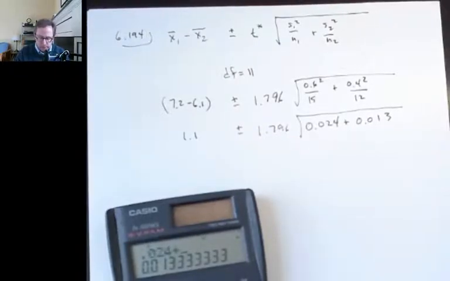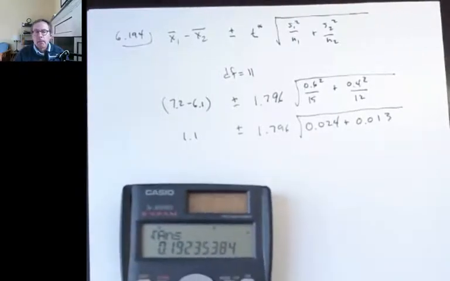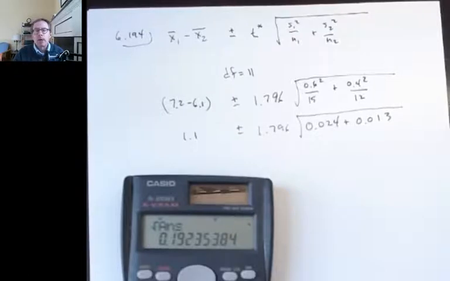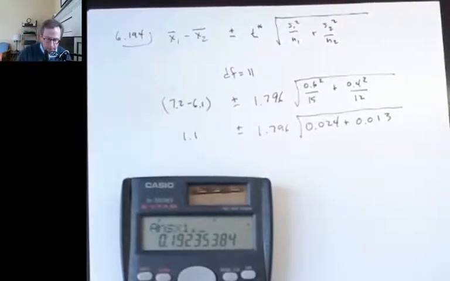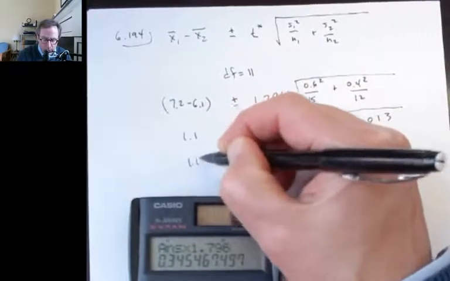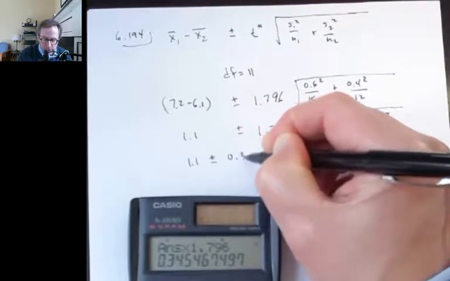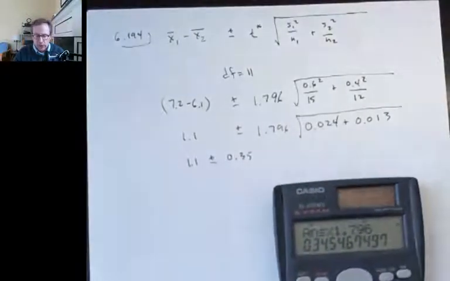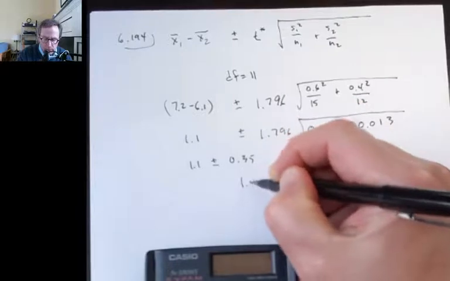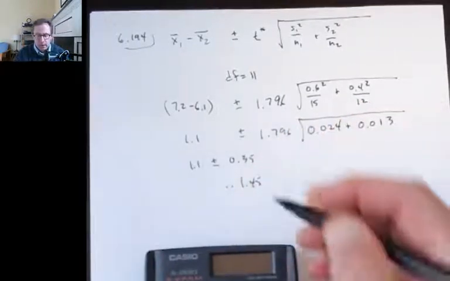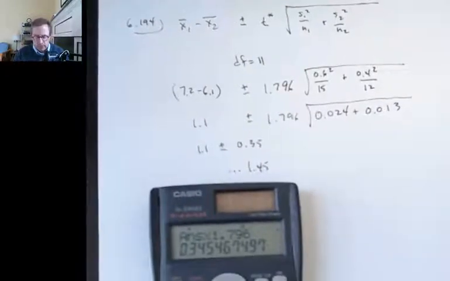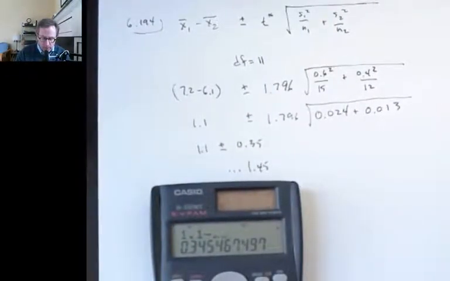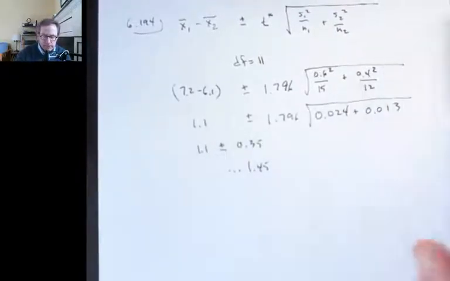0.024 plus 0.013 equals, take the square root, equals, multiply by 1.796, and that's about 0.35. So 1.1 plus and minus 0.35. I like to do the ends. I know you know that I like to do the ends. So that's 1.45 down to, what's 1.1 minus 0.35? 1.1 minus 0.35, 0.75.